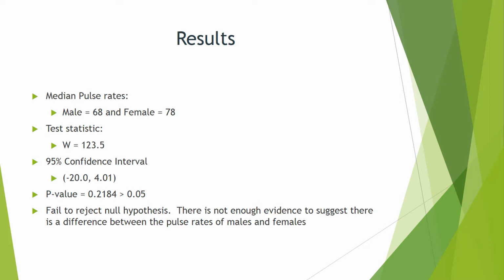Now recall, way back in Chapter 8, when we first looked at testing hypotheses using confidence intervals, if 0 is in the interval, we do not reject the null hypothesis. We fail to reject the null hypothesis. Also, the p-value concurs with that result, saying we get a p-value of 0.2184, which is greater than our significance level of 0.05. And again, the result is fail to reject the null hypothesis.